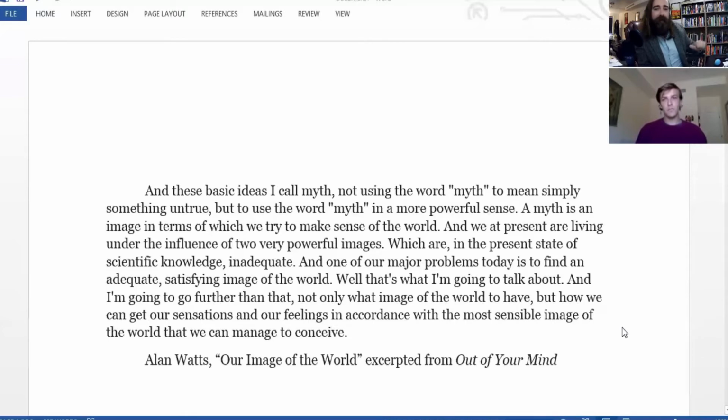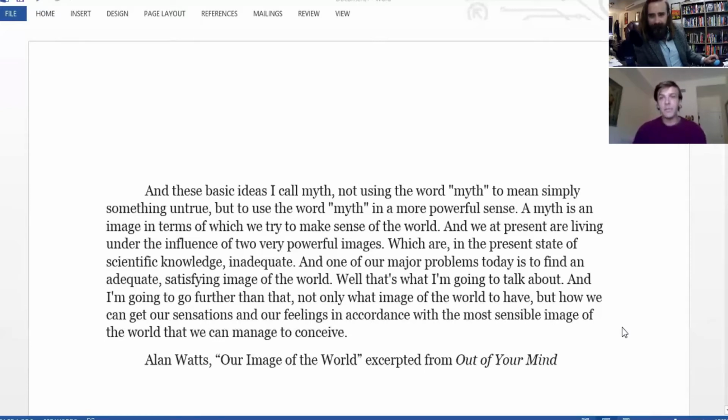And one of our major problems today is to find an adequate, satisfying image of the world. So we've got a recognition of an issue. This is getting to 4 territory, which then, you know, we're nearing the end of the paragraph. In the 4 territory, we kind of want to push it a little bit further, say why that matters, and then that'll carry us through the next one, sort of drawing the reader forward.